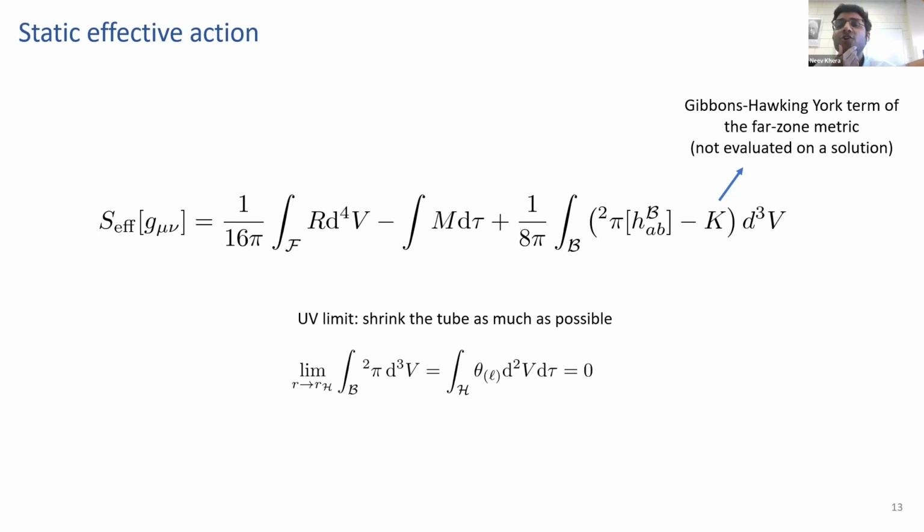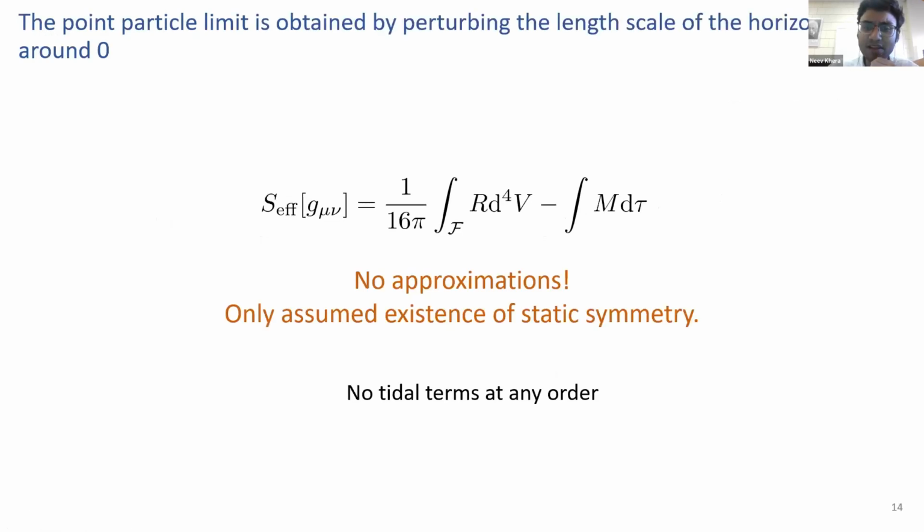Now when I'm taking the UV limit, when I'm going to take the limit of my world tube going to a world line, or in other words, the limit of it being very small compared to all of the length scales, what I'm going to try to do is shrink this world tube as much as I can. And so if I take it all the way to the horizon, this extrinsic curvature becomes the expansion of the horizon, which is 0, right? Because it's an event horizon, so the expansion is 0, and therefore the only term I'm really left with in this limit is this Einstein-Hilbert action and this mass term.